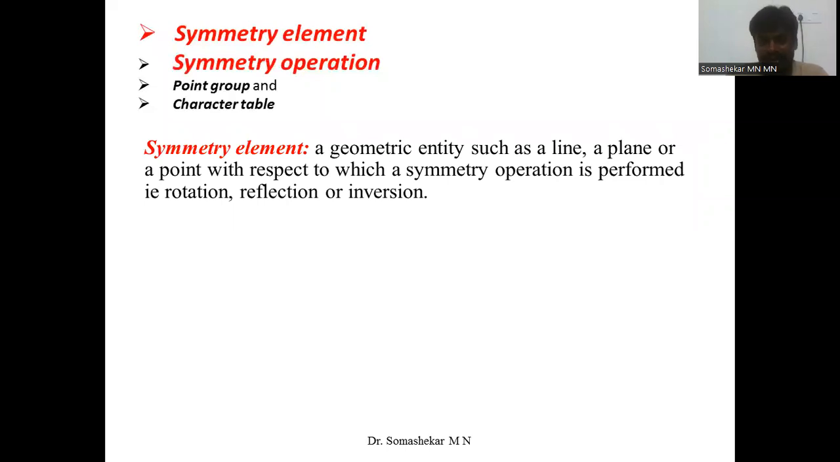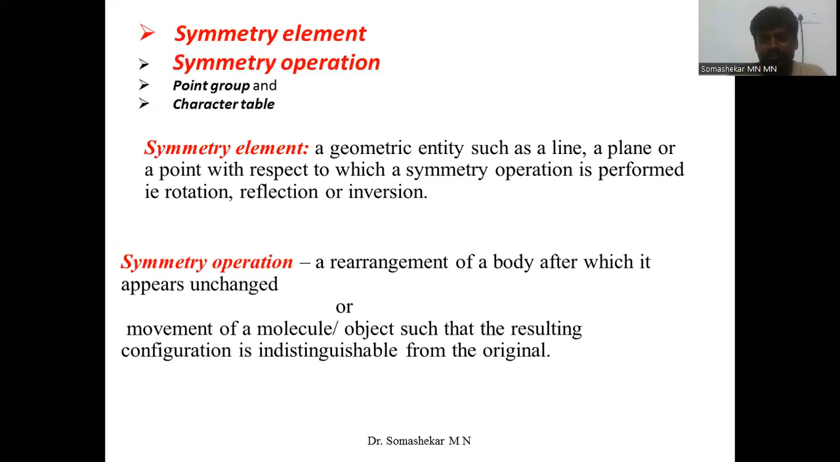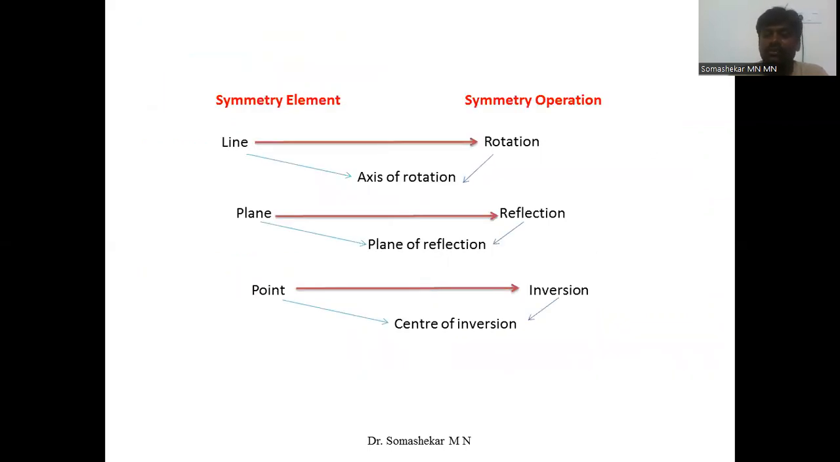What is a symmetry element? It is a geometric entity such as a line or a plane or a point with respect to which a symmetry operation is performed, that is rotation, reflection, or inversion. Then what is a symmetry operation? It is a rearrangement of a body after which it appears unchanged. That I will explain by taking this simple pictorial diagram.